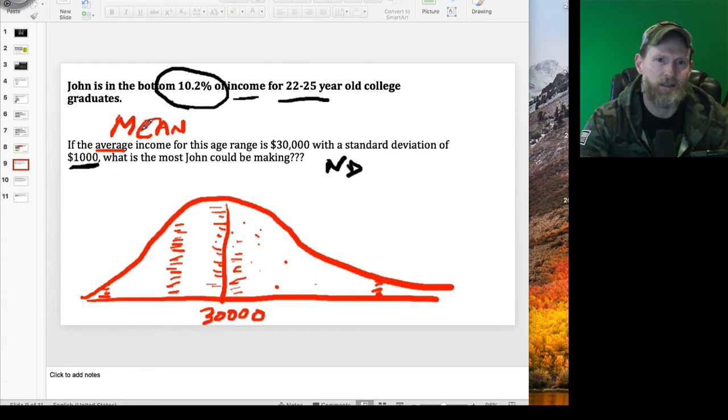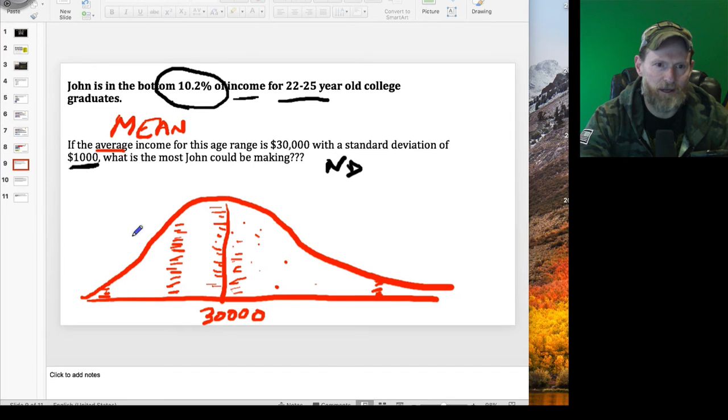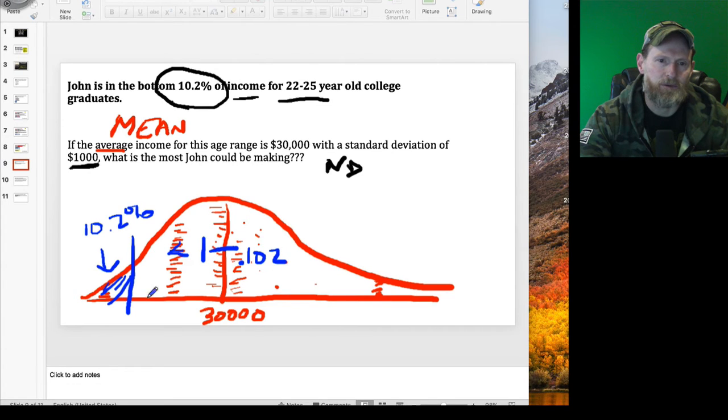So when I say the bottom 10.2%, if we drew a line about here, this area right here is 10.2%. And then this area for the rest of the curve is 1 minus 0.102, when we convert that to a decimal. So that's another way of thinking about the probability.